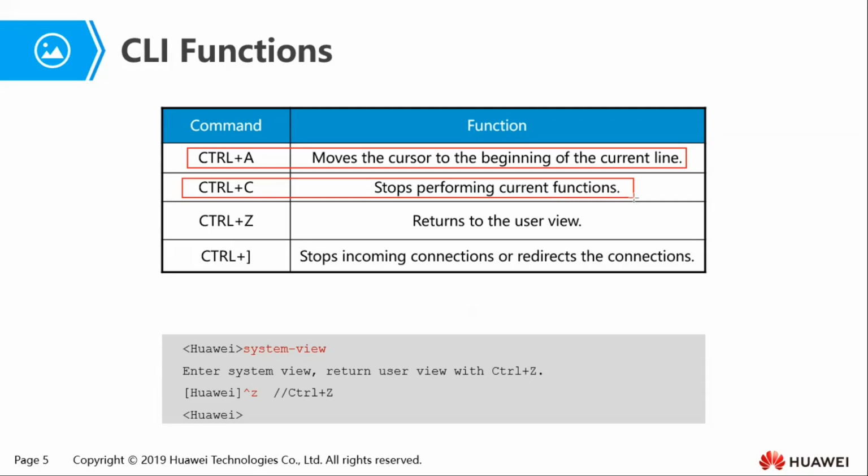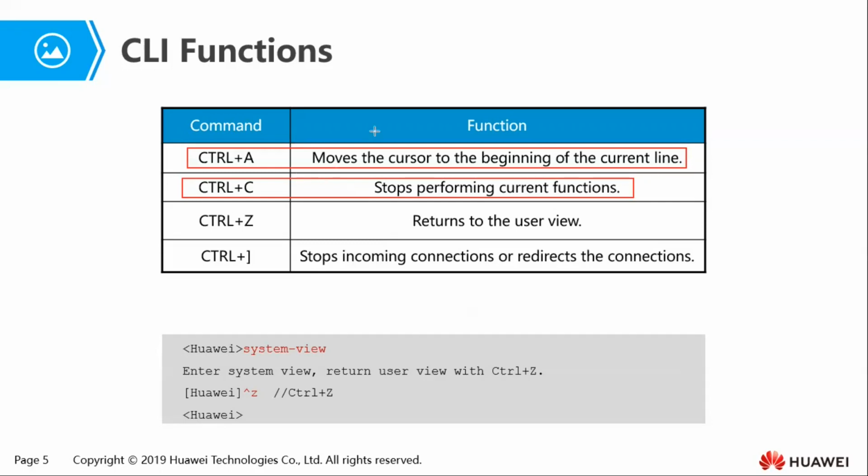Control C, for example, is used to stop performing a current function. For example, when you do the ping command, by default, it should send 5 requests. But if you've gotten 3 replies, you can stop it from continuing to send requests and getting replies by pressing Control and C. Control plus C means you press down the Control key continuously, then you press C.